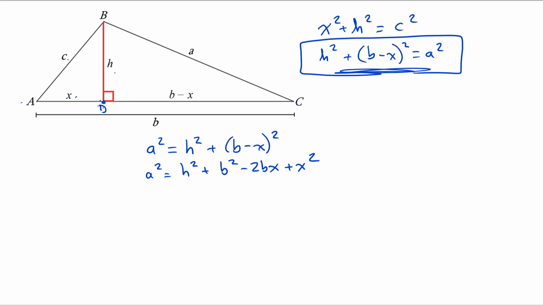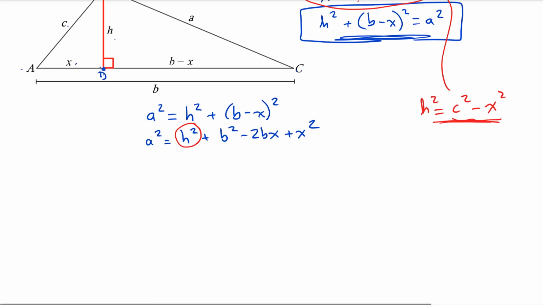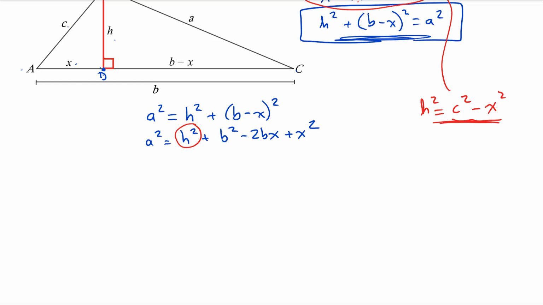Now we come back up to the other equality. Let's solve it for h squared. We have x squared plus h squared equals c squared, so h squared is equal to c squared minus x squared, just subtracting x squared from both sides. The reason we do that is because we've got h squared in the statement down here, and we want to replace it with a term containing things we can cancel and combine with the other terms. If h squared is equivalent to c squared minus x squared, then a squared will be equal to c squared minus x squared, plus what's left.